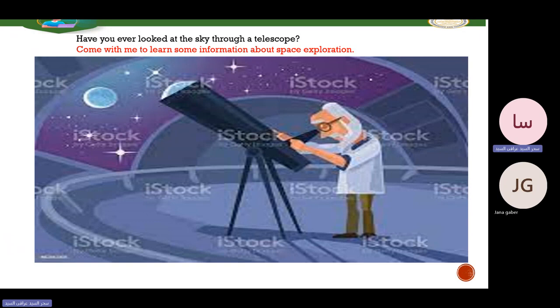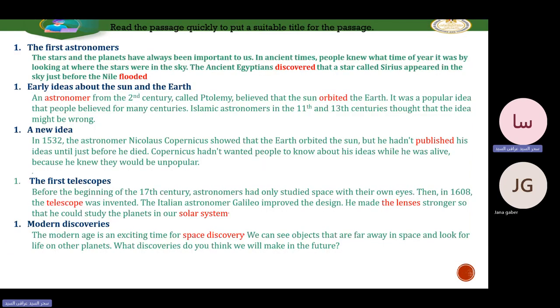Read the passage quickly, then find a suitable title for the passage. Okay, first paragraph, the first astronomers. The stars and the planets have always been important to us. In ancient times, people knew what time of year it was by looking at where the stars were in the sky. They know the time by looking at the stars in the sky. The ancient Egyptians discovered that the star called Sirius appeared in the sky just before the Nile flooded.